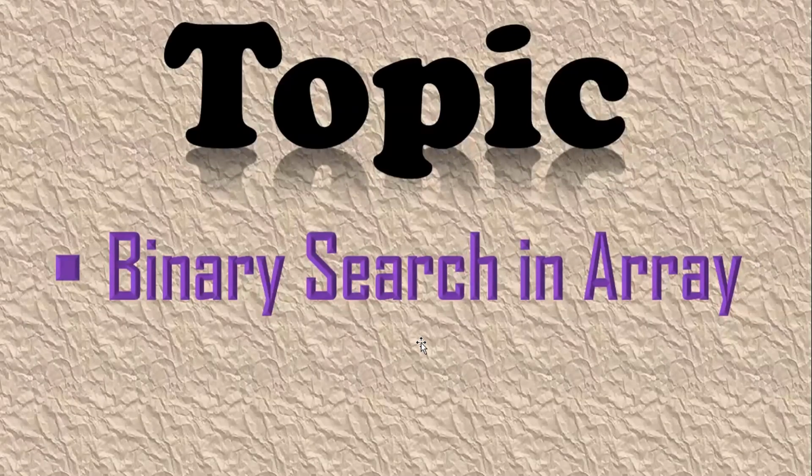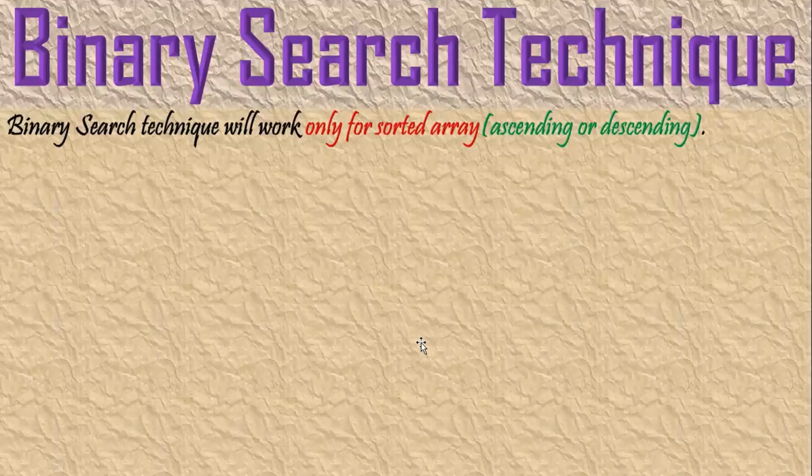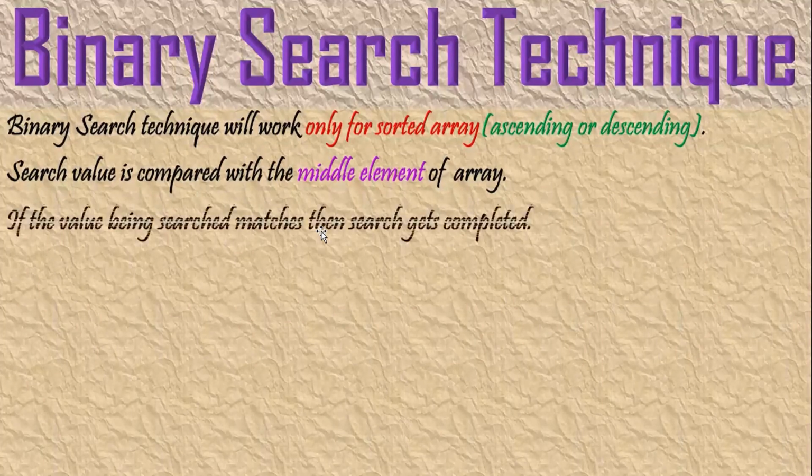Binary search in array. Binary search works only for sorted array. It may be sorted by ascending order or descending order. In this type of search, search value is compared with middle element of array. If the value matches with the middle element, then search gets completed.